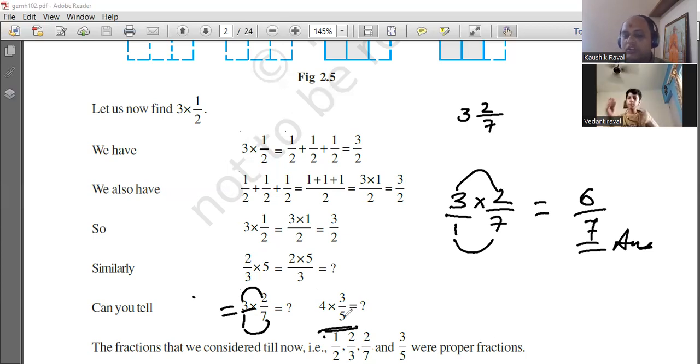4 into 3/5. 4 multiplied by 3/5. So what do we do? 12 upon 5. Very good. Now you get the hang of it. 12 by 5. Now 12 by 5, is that a proper or improper fraction? Improper. So what do we do? Convert into a mixed fraction. Go ahead, do it.